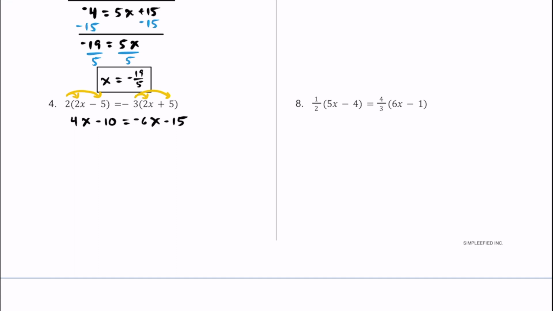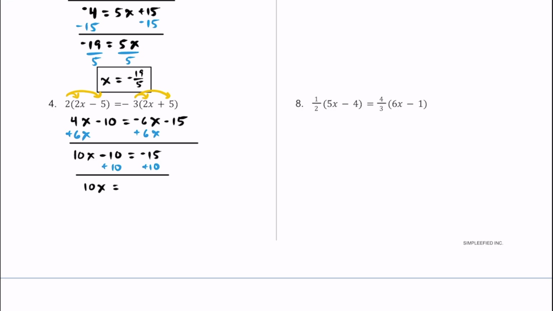Okay. At this point, let's use some properties of equality. I'm going to decide to add 6x to both sides of this equation. If we do that, on the left side, 4x plus 6x is going to be 10x minus 10, and on the right side, we're just going to have this negative 15. Then we're going to go ahead and add 10 to both sides of the equation. When we do that, the negative 10 and positive 10 cancel out, so we have 10x is equal to, and negative 15 plus 10 is going to be negative 5.